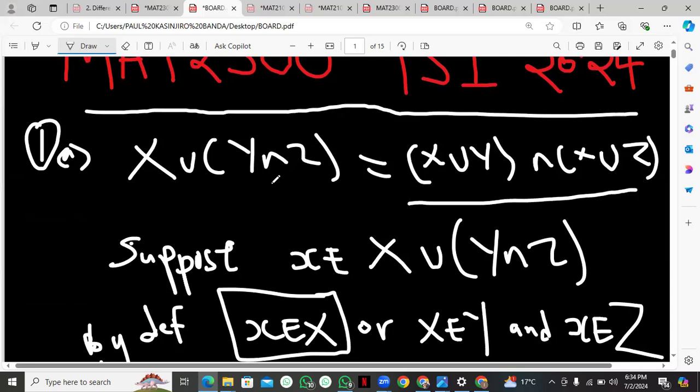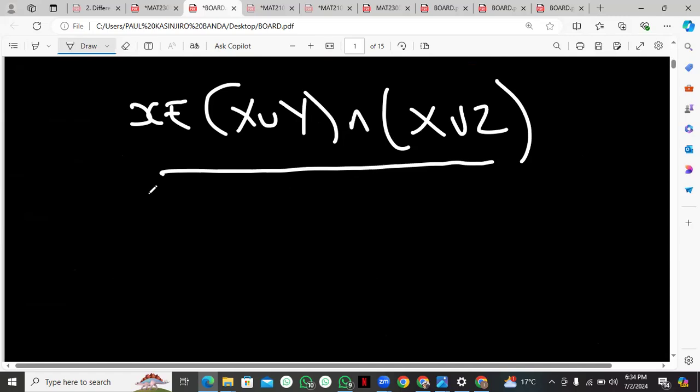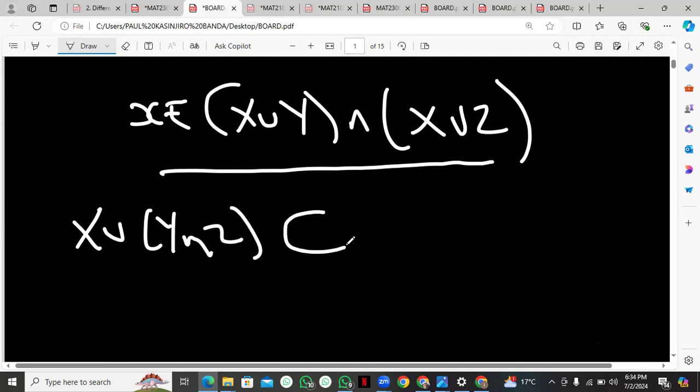So we started with this, and then we have ended up with that, okay? So this shows that the first set there, which was X union Y intersection Z, is actually a subset of this guy here, right? Okay, so it's actually a subset of this guy.